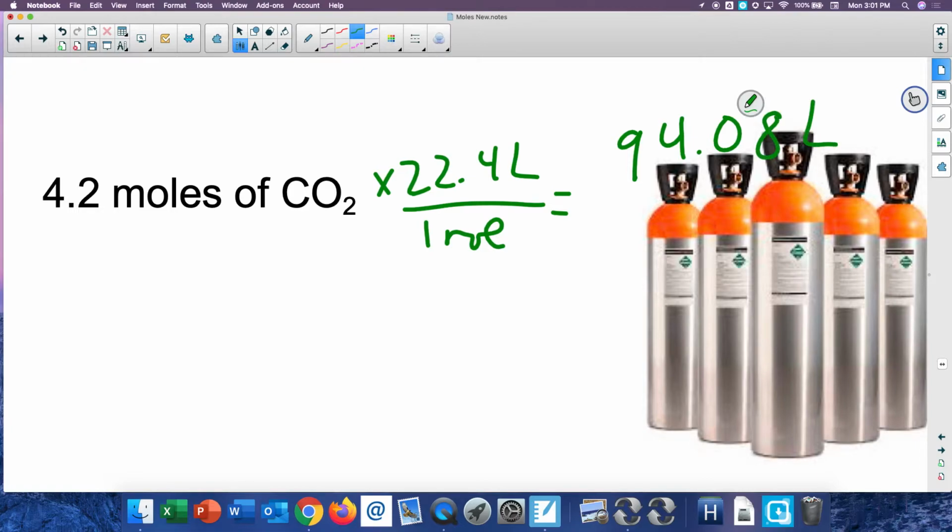Cole, how many sig figs do we have coming in? We have 2. So how many should we have going out? So what should your answer be? 94 what? 94 moles. We were in moles. We multiplied by liters per mole. So the moles is going to cancel out, and now I'm in liters. 94 liters is how much space 4.2 moles would occupy.